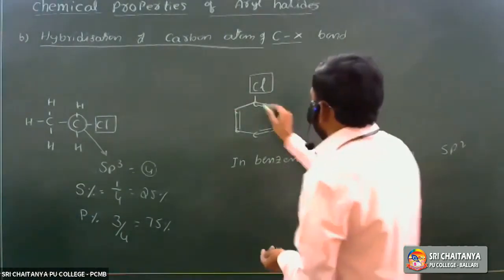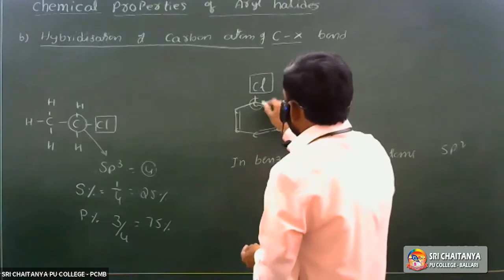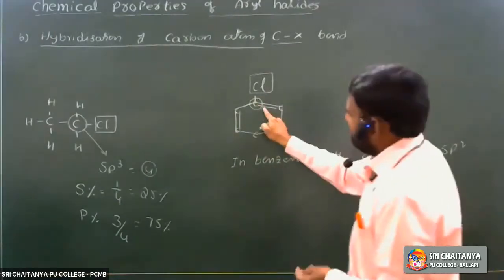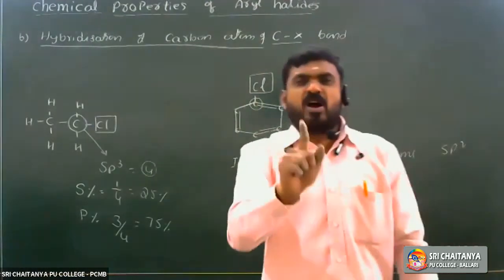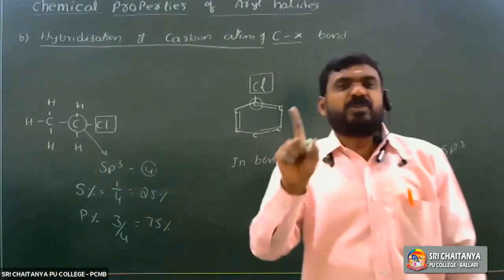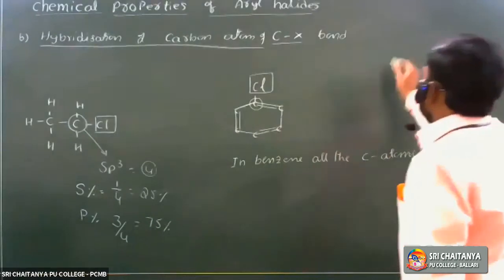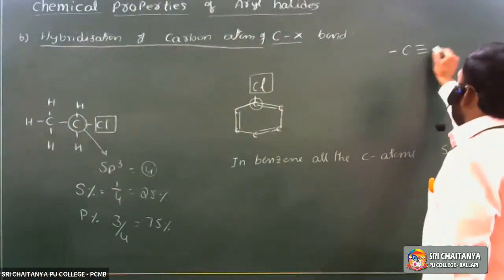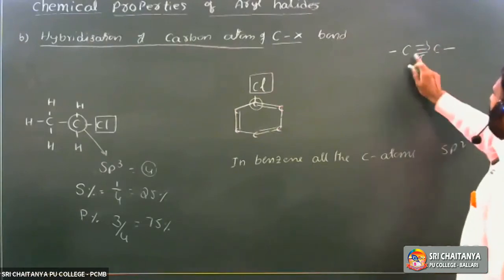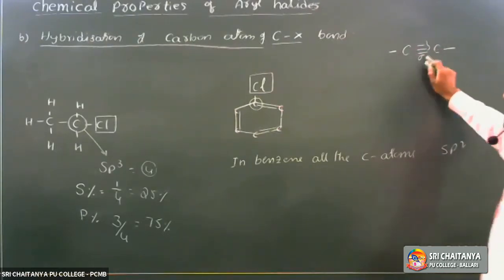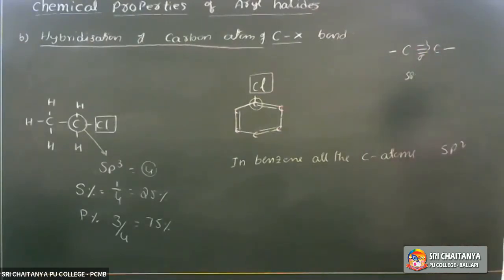So benzene has 6 carbons. This carbon is sp2 hybridized because it is attached with 1 pi bond. The carbon which is attached with 1 pi bond, its hybridization is sp2. The carbon which is attached with 2 pi bonds, 1 sigma remaining 2 are pi bonds, its hybridization is sp.